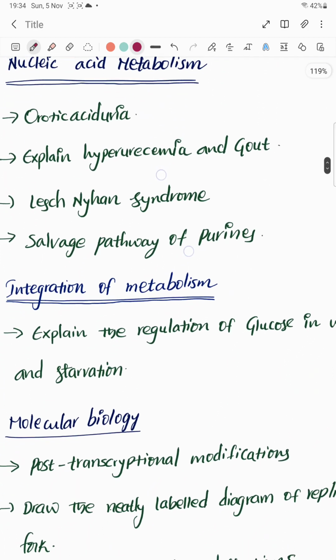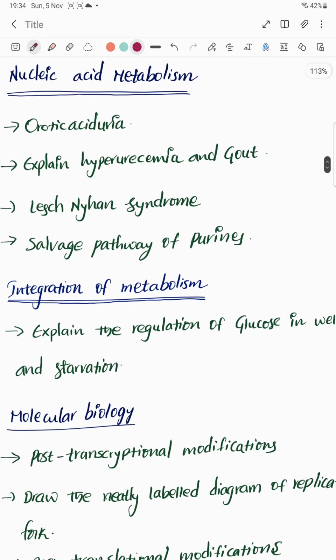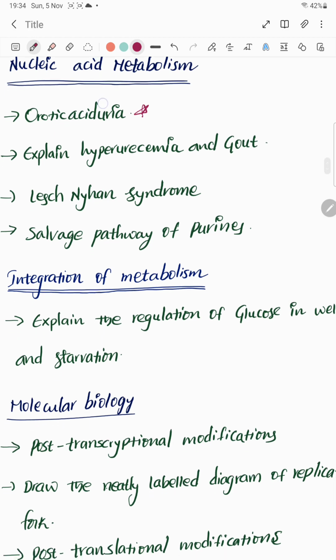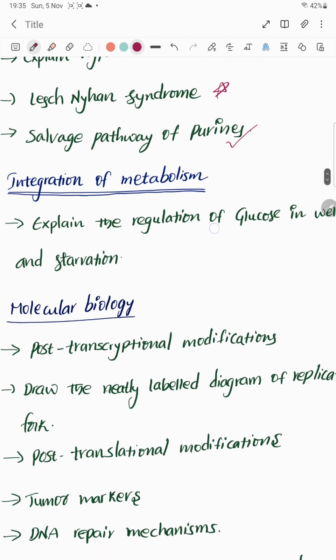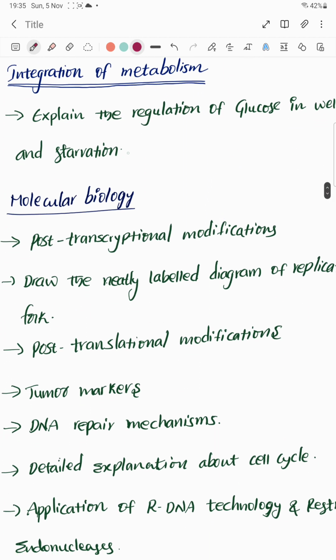Now move on to nucleic acid metabolism. Orotic aciduria is very important, so I am going to put a star mark here. And hyperuricemia and gout are also very important. I have already given this question in the essay part; if you cover it there, you need not cover it here. So again, star mark here. Lesch-Nyhan syndrome, star mark. Salvage pathway of purines, tick mark is important and star mark is very important. And move on to integration of metabolism.